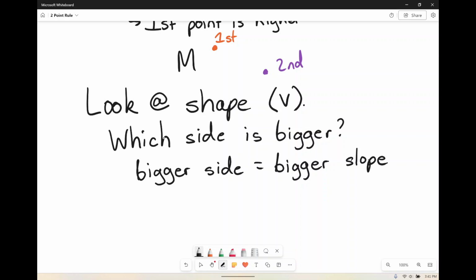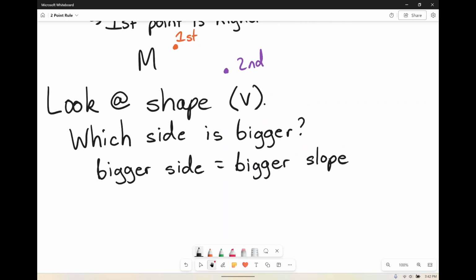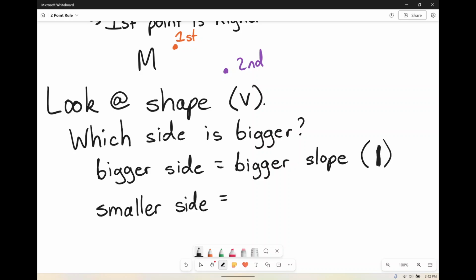Let's think about the slope of a line. If you have a really big slope for a line, what does that line look like? Pretty much vertical, right? So you can draw a vertical line. I'll show you what that means. And on the smaller side, we're going to have the smaller slope. So what does a really small slope of a line look like? Pretty horizontal. Not entirely horizontal, not entirely vertical, obviously, but something along those lines.